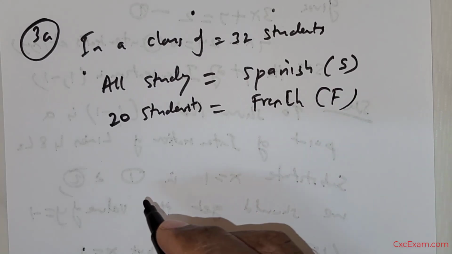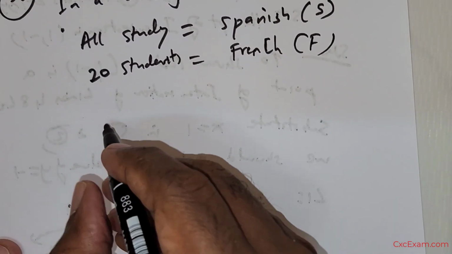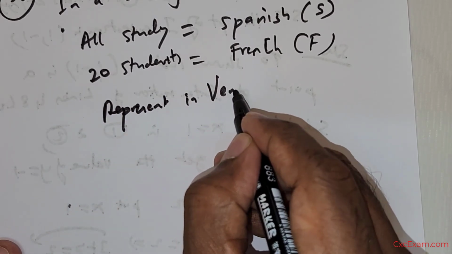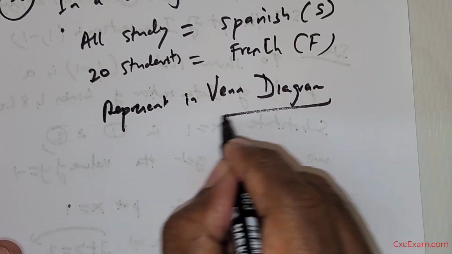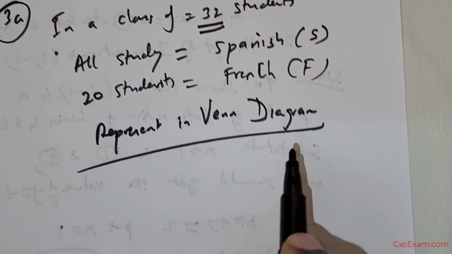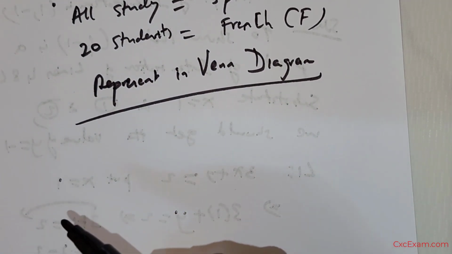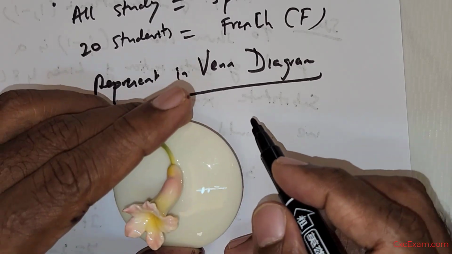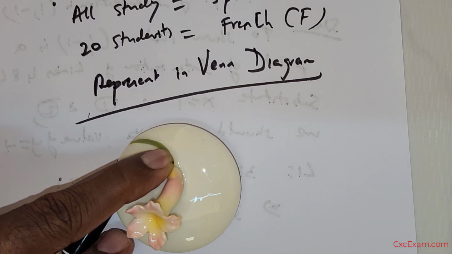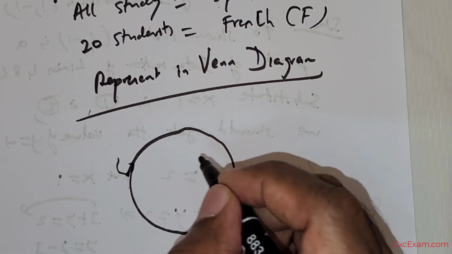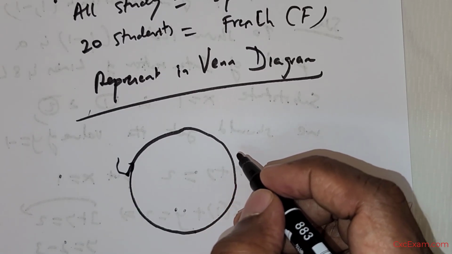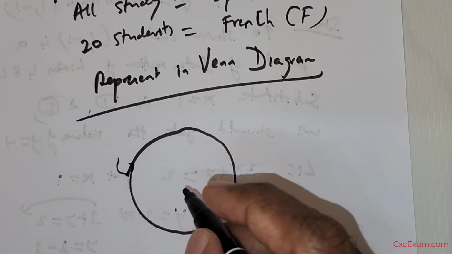So this is F. Now we have to represent this in a Venn diagram. See, the class contains 32 students. All of them are studying what? Spanish. So first we have to draw the class. Okay. So this is actually a class of 32 students.